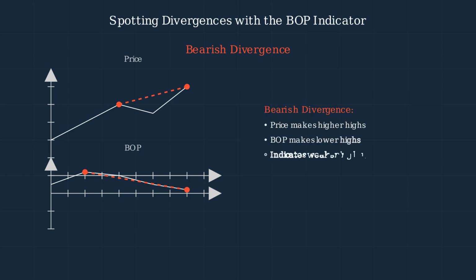This divergence indicates weakening buying pressure despite rising prices, and often signals a potential downward reversal. After this bearish divergence, we often see a price reversal to the downside as the weakening momentum plays out.